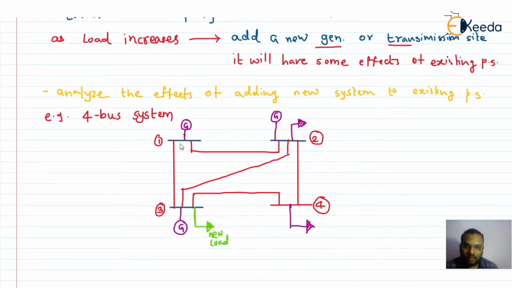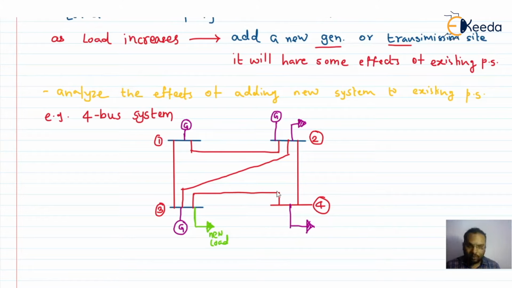In the same way, suppose there is a requirement of adding a new transmission link between bus number 1 and bus number 4. I can analyze the effect of adding a transmission line between bus 1 and bus 4. As I'm able to analyze the effect, I can decide the best location for addition of the new generator. It will be easy for me to decide the best location for adding a new generator.